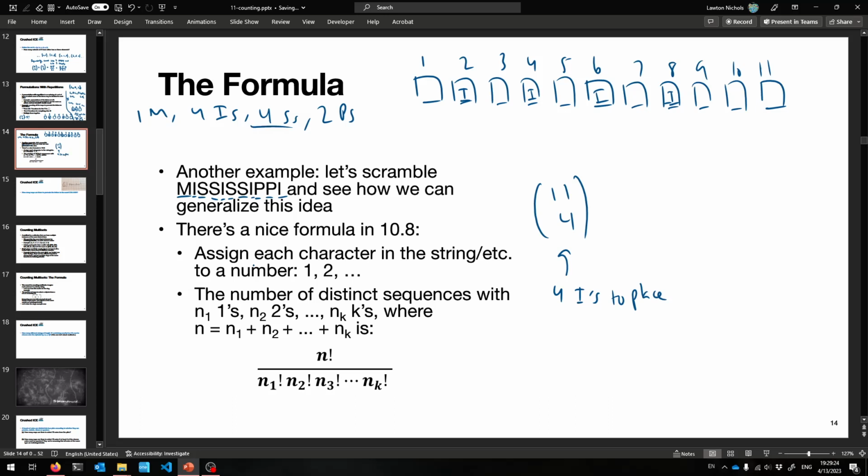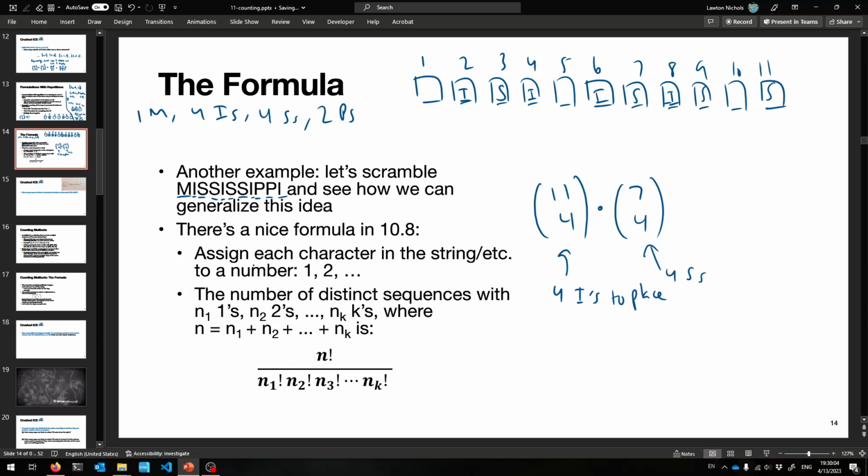And then let's do the s's. You have 4 s's now. But we filled in 4 slots with i's. We now have only 1, 2, 3, 4, 5, 6, 7 slots to place the s's. So now we do the same game. Pick all the ways that you could arrange 4 s's in 7, because you have 7 indices still to pick from. You're going to pick 4 of those indices, order doesn't matter, and that's where you place your s's. So that's 7 choose 4.